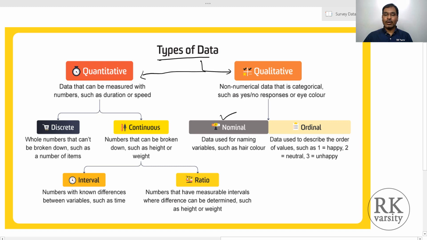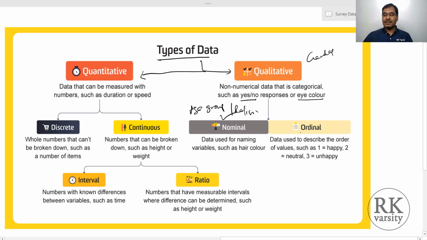Here nominal scale items are categorical, such as dichotomous yes/no responses, or eye color, or your gender, then age group, then your religion. So these are all your qualitative data which comes from nominal scale.